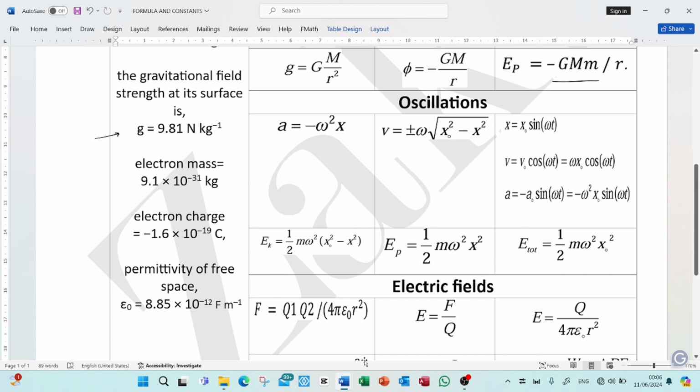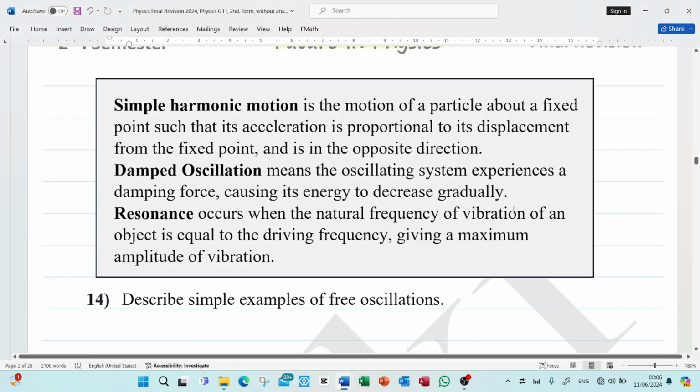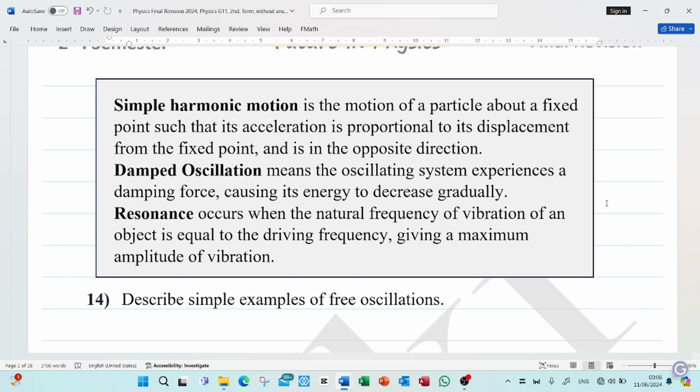Now we return back to the extended question. Before we start the extended question, we have to revise the definitions. Now, simple harmonic motion is the motion of a particle about a fixed point such that its acceleration is proportional to the displacement from a fixed point and in the opposite direction. So those are the keywords you have to remember.